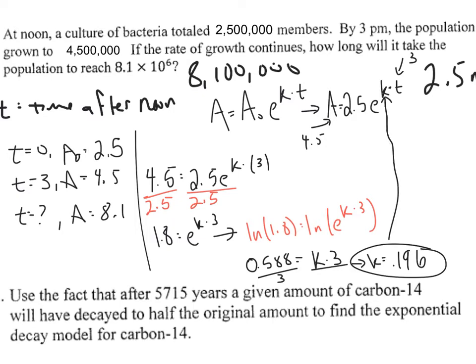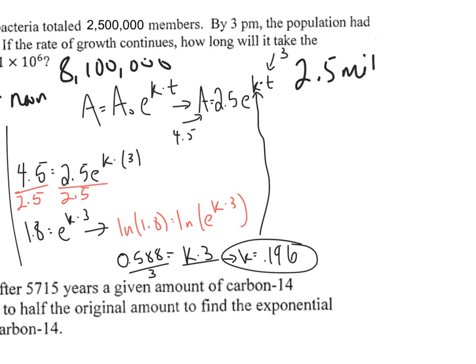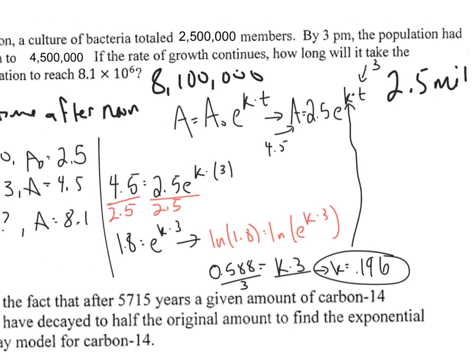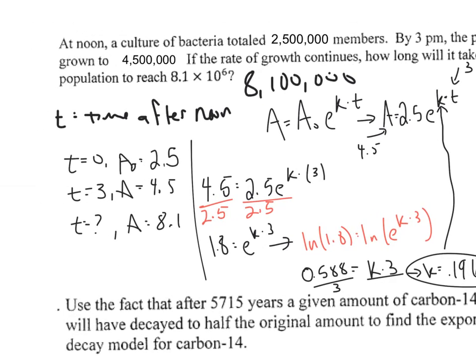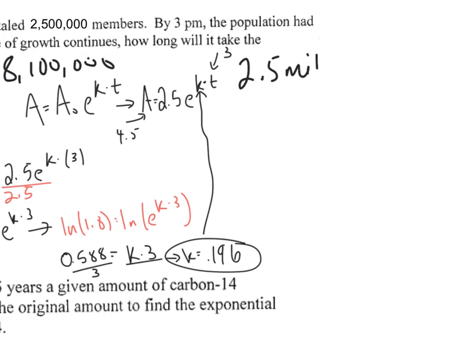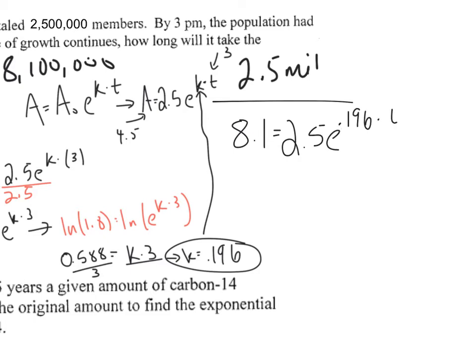And we're going to use that as our k value in our generic equation to find out when A is going to equal 8.1. Right, so we do that by just setting up a new equation to solve. Okay, so we want to find out t when A equals 8.1. My A naught was 2.5. My k is 0.196. And my t is the unknown.